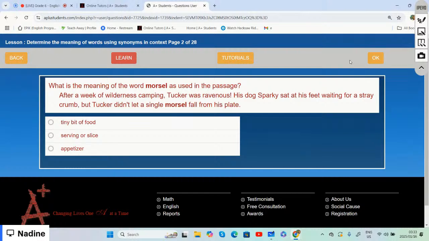The next one says, what is the meaning of the word morsel as used in the passage? It says, after a week of wilderness camping, it's basically the same passage. Tucker was ravenous. His dog, Sparky, sat at his feet waiting for a stray crumb, but Tucker didn't let a single morsel fall from his plate. We need to give the meaning of the word morsel. Is it tiny bit of food, option one? Is it serving or slice, option two? Or appetizer, option three?